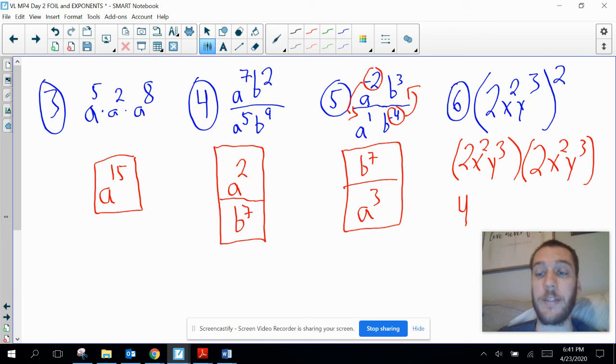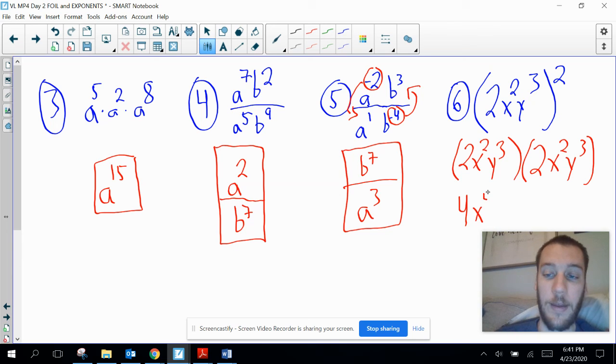X squared squared means x squared times x squared, that's x to the 4th. And we've got y cubed squared. So that's y cubed times y cubed. There are 6 of them. It's like we multiplied 3 times 2. So if you got an exponent to an exponent, it's like we're multiplying. Or you can think about it as writing it out like this. Y cubed times y cubed is 6 of them altogether, y to the 6th.